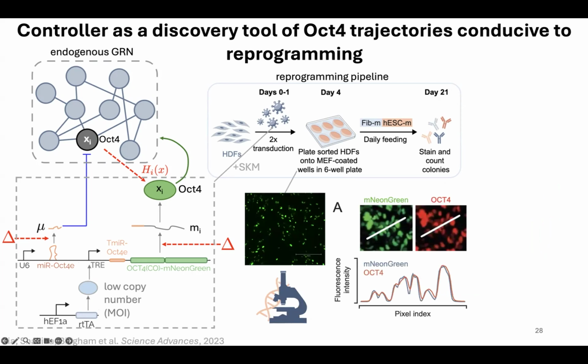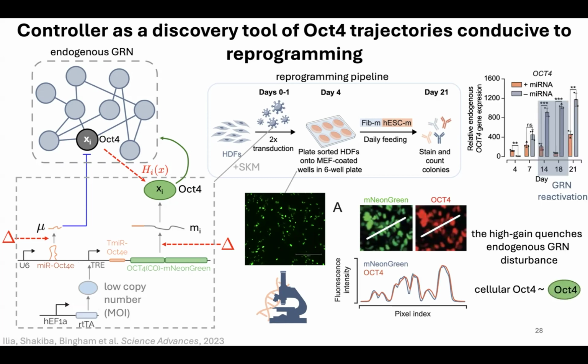There was a lot of work to make OCT4 and mNeonGreen nuclearly localized so that we could see these very nice compact nuclei here. And then there was some analysis that showed high correlation between the actual OCT4 level across the cells and the mNeonGreen levels. So we know that therefore mNeonGreen is a good proxy for OCT4 in order to identify the OCT4 trajectories.